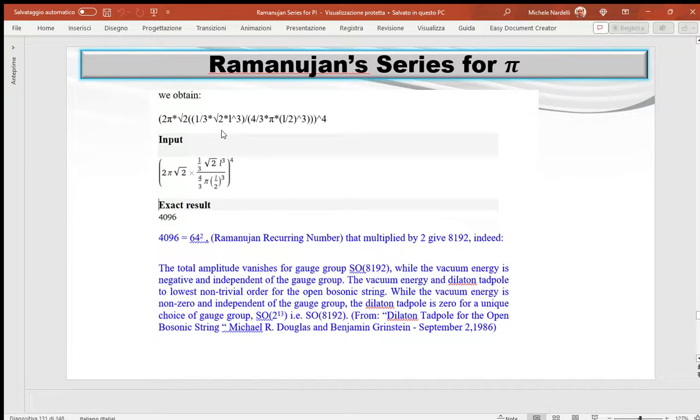Furthermore, from the previous expression that we have analyzed, expression from which we obtain 8 raised to the fourth power, we obtain as a result 4096, that is a Ramanujan recurring number, and that multiplied by 2 gives 8192, practically the gauge group SO(8192).